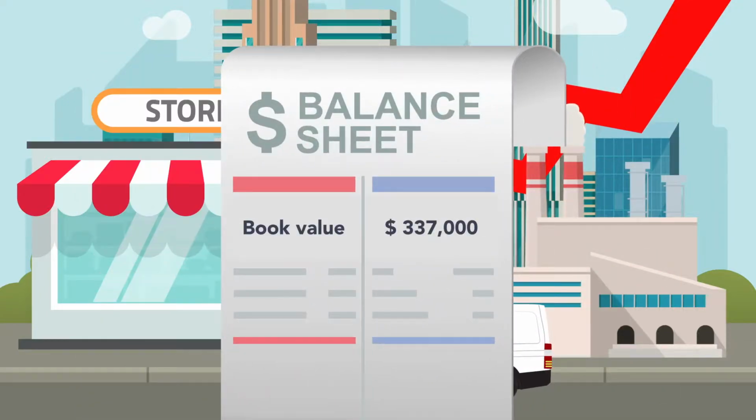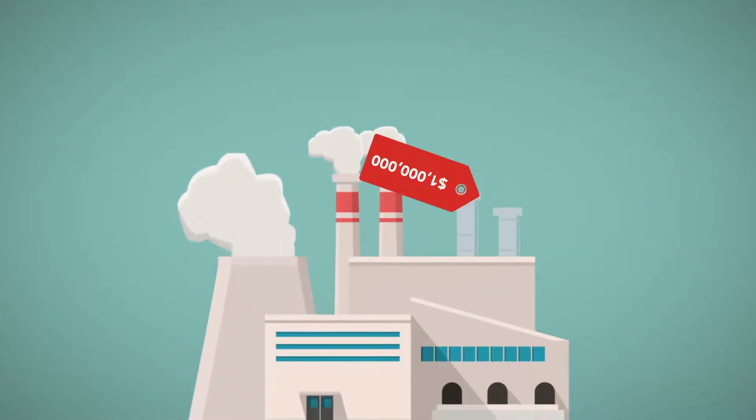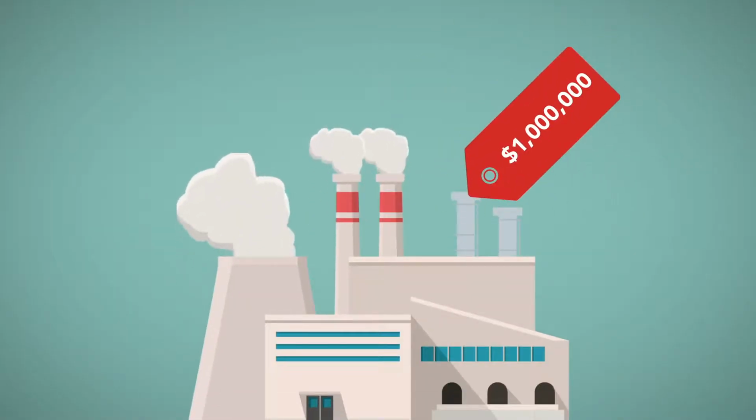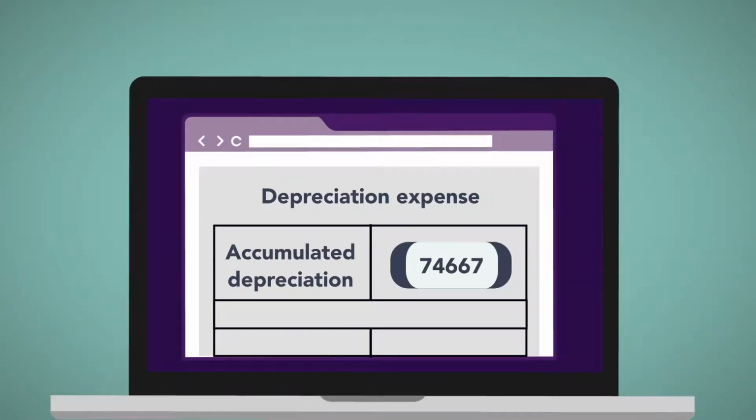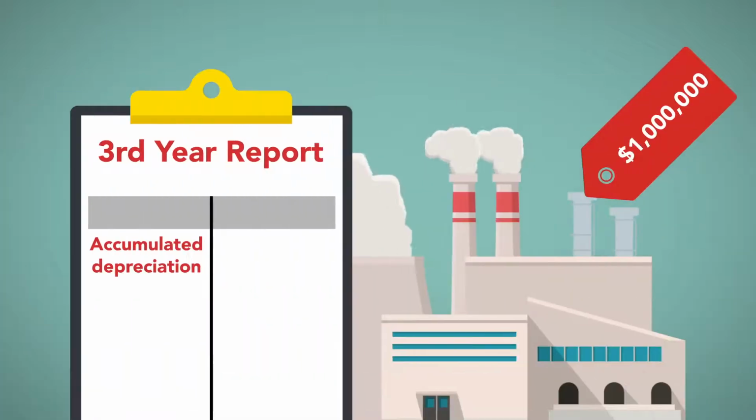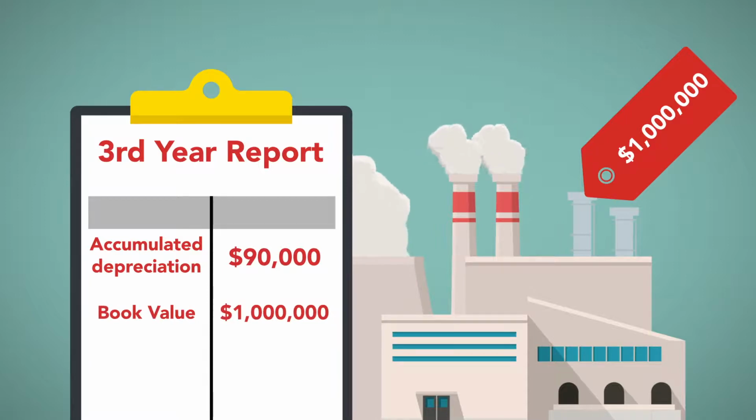For example, Acme Corporation purchases a plant for $1 million. Assume that the applicable rules allow it to depreciate the asset at the rate of 3% per year. Each year, it thus allocates depreciation expense of $30,000, and these increases are added to the asset's accumulated depreciation. At the end of the third year, the accumulated depreciation account has a balance of $90,000, and the book value of the plant is $1 million minus $90,000, or $910,000.